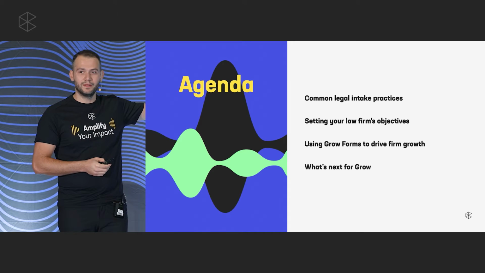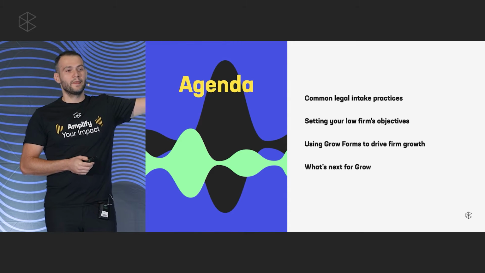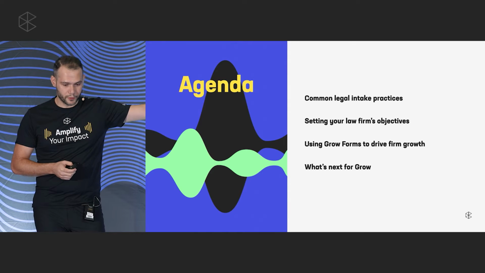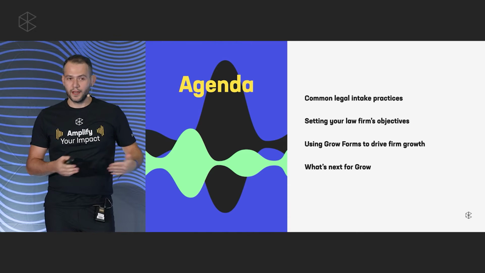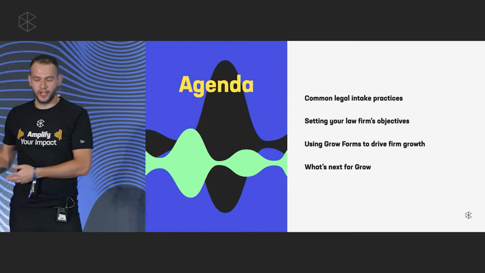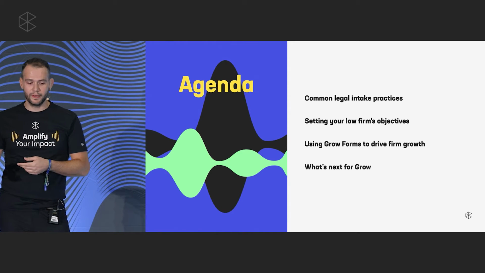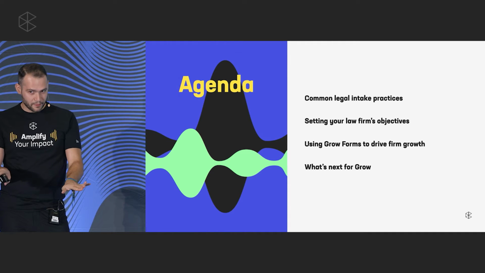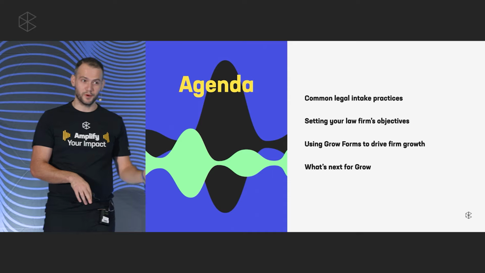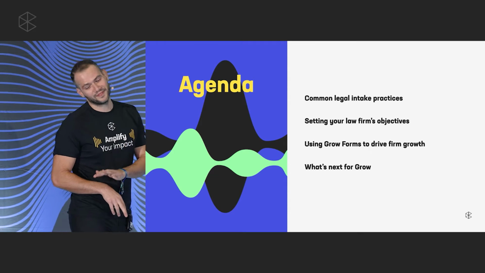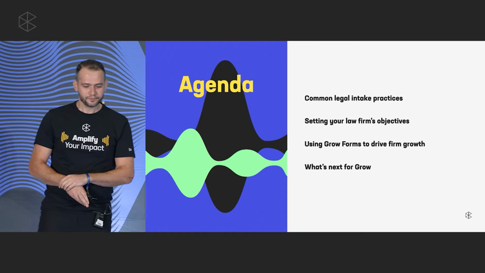As part of my job at Clio, I talk to hundreds of customers every year. So we're going to talk about the common legal intake practices that we've been seeing with law firms using Grow. To set up forms, first we need to understand what our objectives are using Grow's forms. So we're going to talk about your objectives a little bit and how you can use Grow to fulfill these objectives. I'm also going to give you a sneak peek into what to expect from Grow. Very exciting stuff this year and next year.